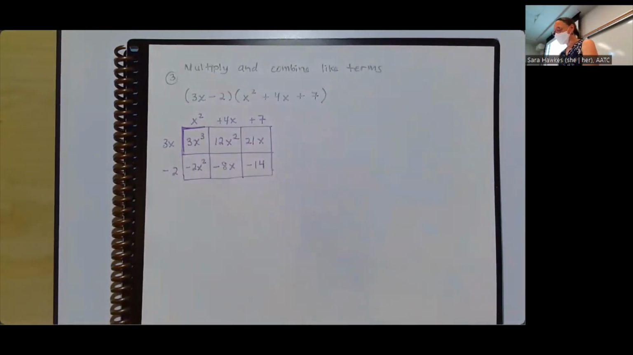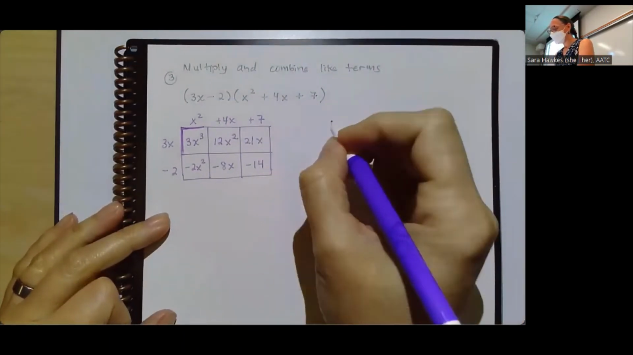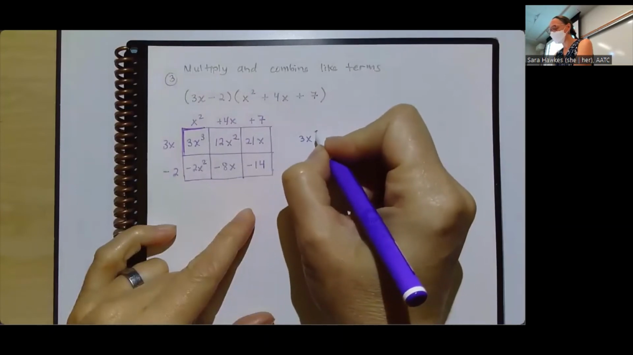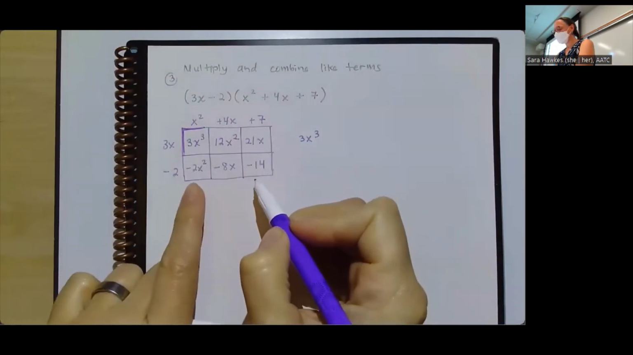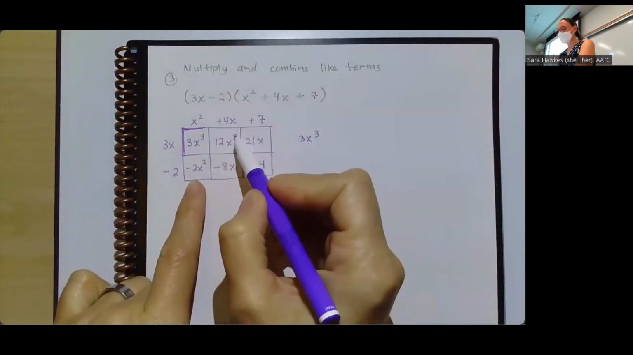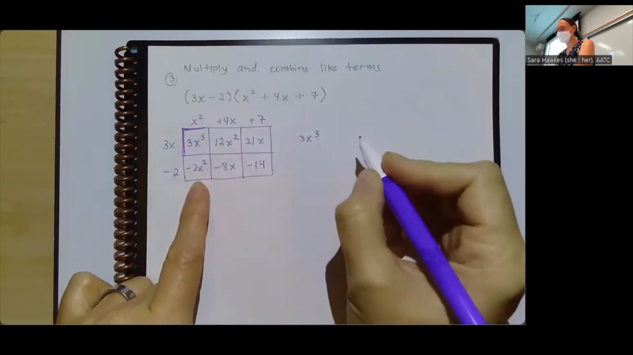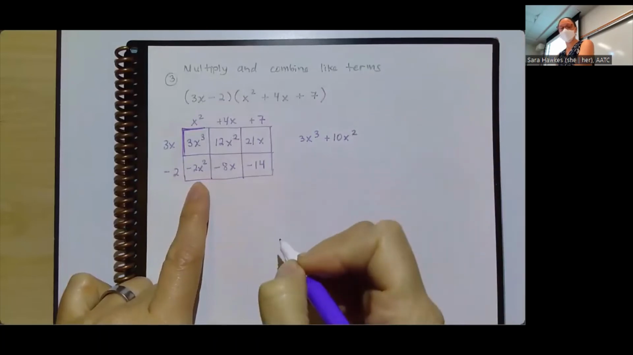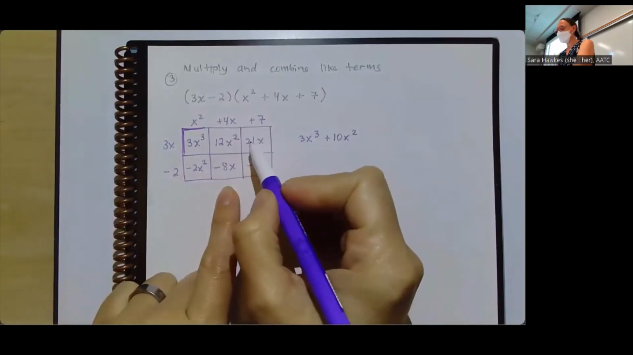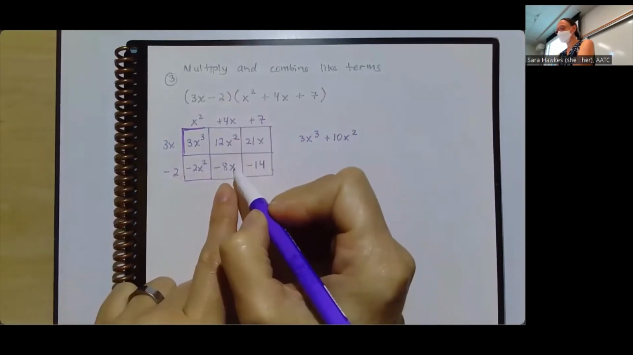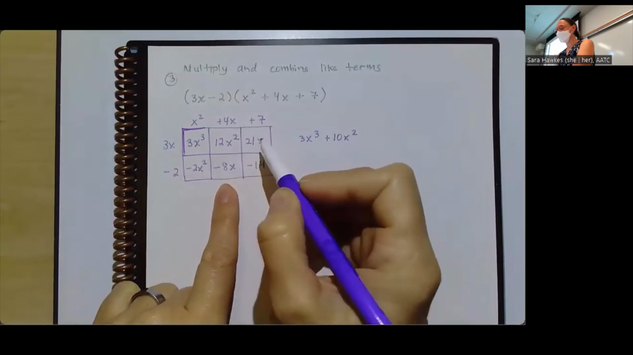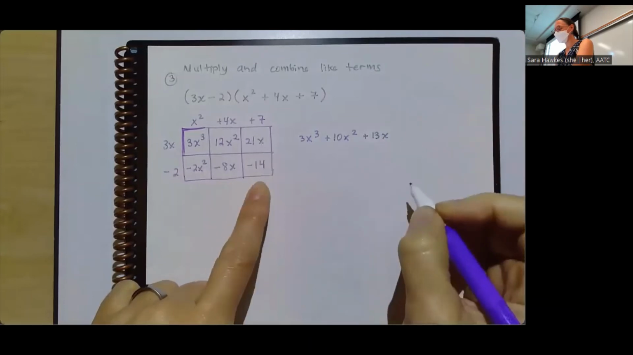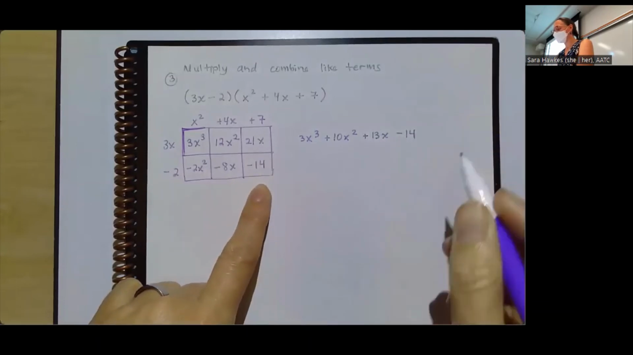When I go to combine those terms together, starting with my highest power of x, I'd have 3x cubed. Now on my x squared terms, 12x squared and a negative 2x squared, that's a combined positive 10x squared. 21x and a negative 8x, that's going to be a combined positive 13x, and then minus 14.